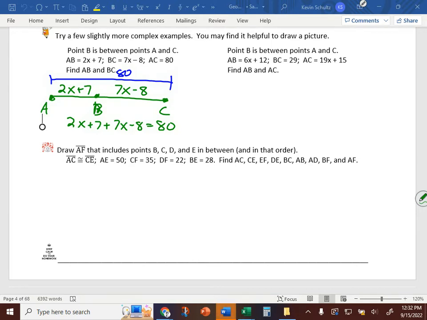other part of the segment will equal the whole segment, right? 2x plus 7 plus 7x minus 8 will equal 80, which is the whole. Part plus part equals whole. She mentally then combined like terms, as she correctly should have, and got 9x minus 1 equals 80. At this point, this is probably a mental calculation for you. What does x equal? 9.